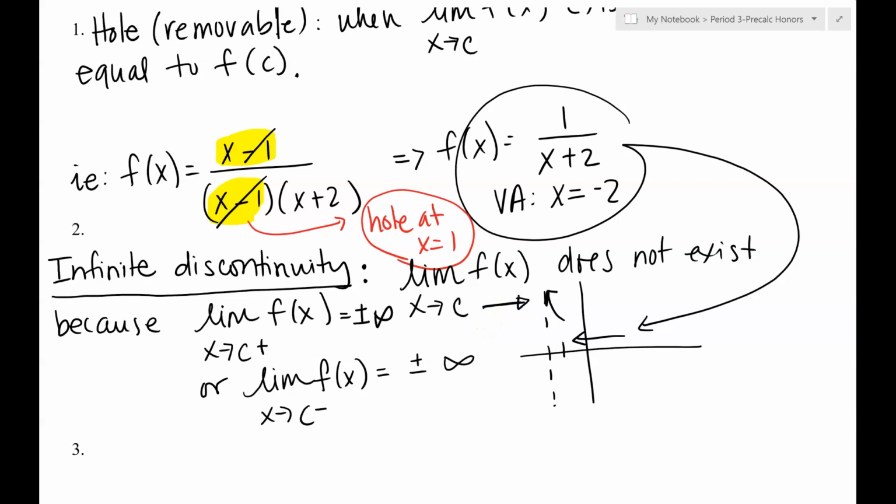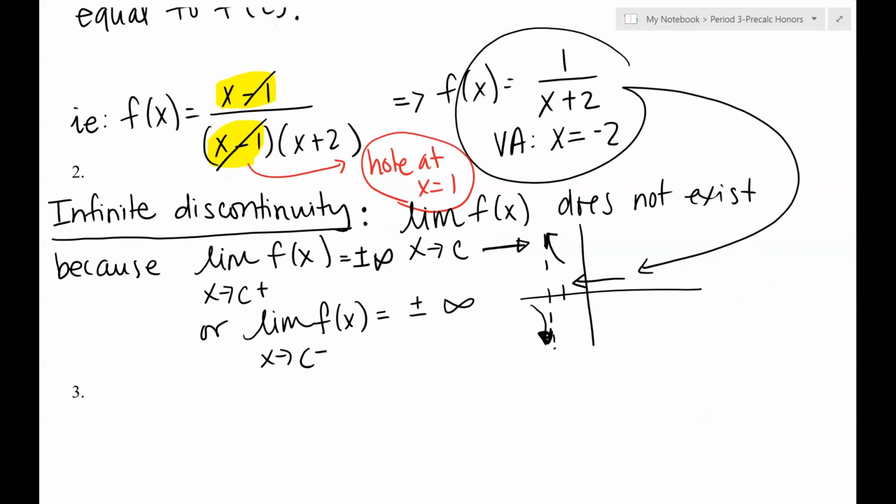Now the other one, when I'm approaching negative 2 from the left side, that means I'm going to pick negative 2.001 plus 2. That's a small negative number. So 1 divided by a small negative number is creeping down towards negative infinity. So based on that, at x equals negative 2, it's an infinite discontinuity. Normally, you can think of it as a vertical asymptote.